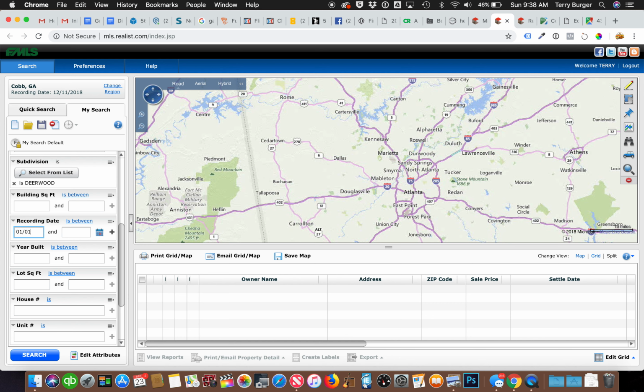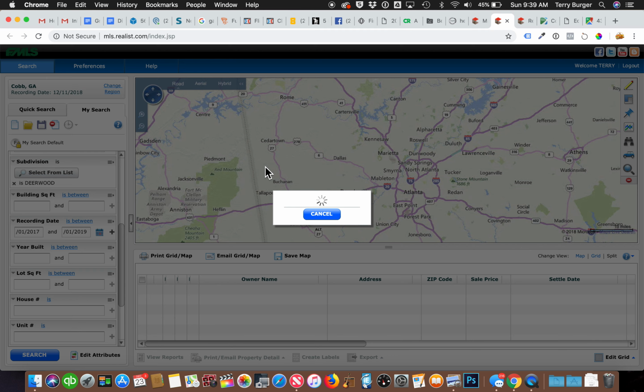So I'm going to touch in 01/01/2017 to 01/01/2019. I'm actually making this a couple days before Christmas 2018, but you get the idea. All right, so now I'm going to hit search.